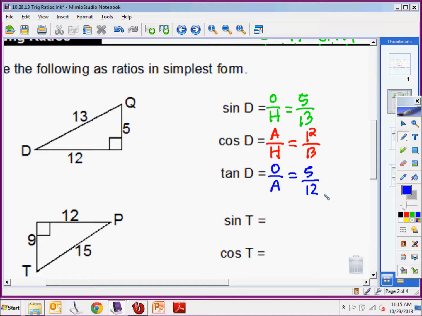Oh, my thing stopped working. Sorry, I broke it. Well, I didn't break it. My butt unplugged it. All right, what was it? 12 over 13.